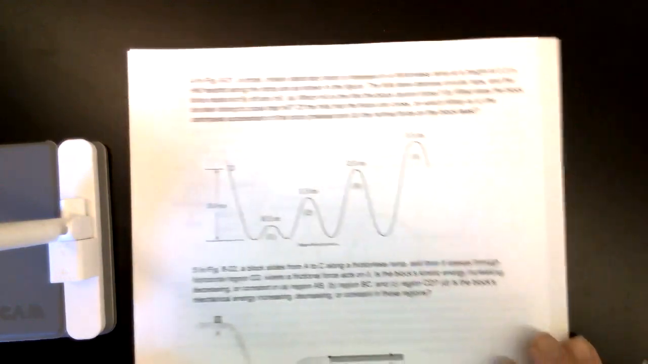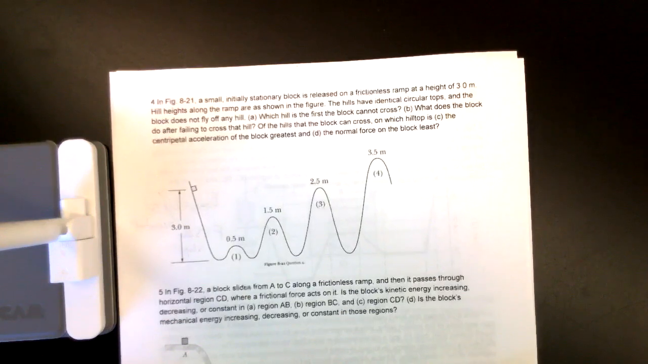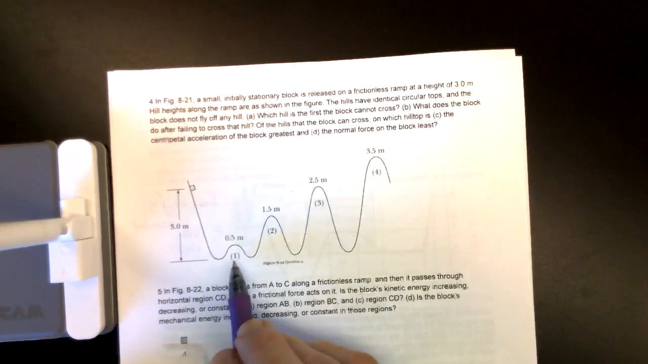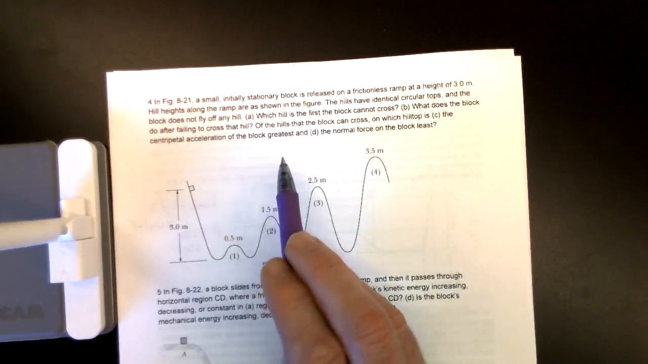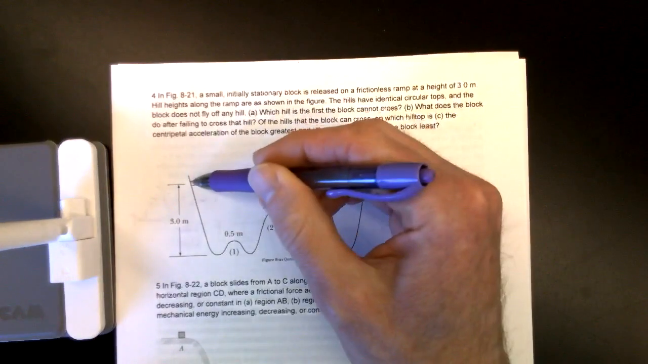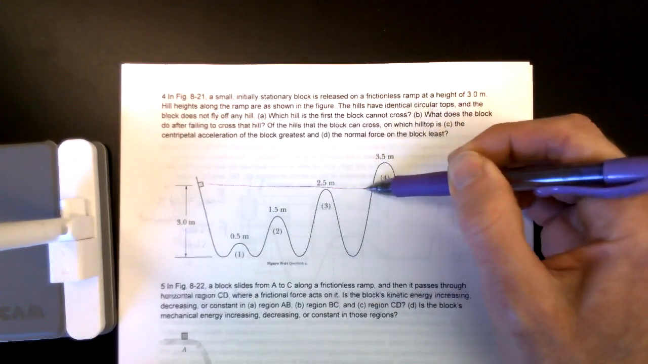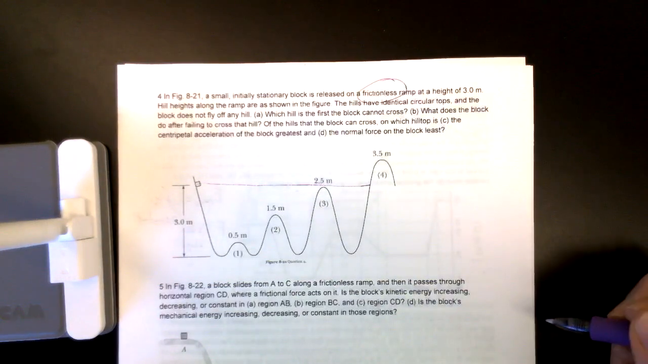Righty. Number 4, a small, initially stationary block released on a frictionless ramp, height of 3 meters. The heights of the ramps are shown. Which hill is the first hill the block cannot cross? Okay, just use your intuition here. I mean, if it starts up this high, it's not going to get any higher than this as long as there's no friction. It's a frictionless ramp.